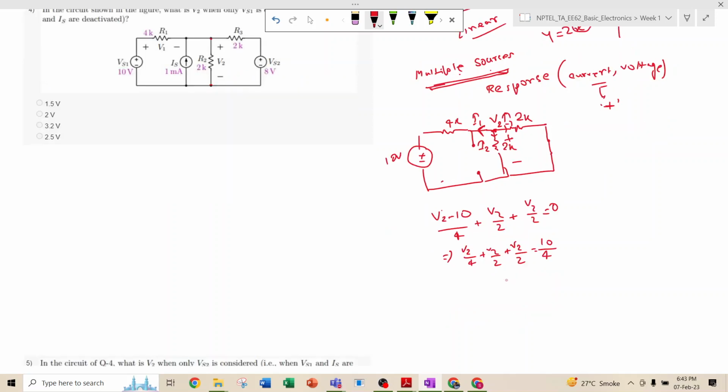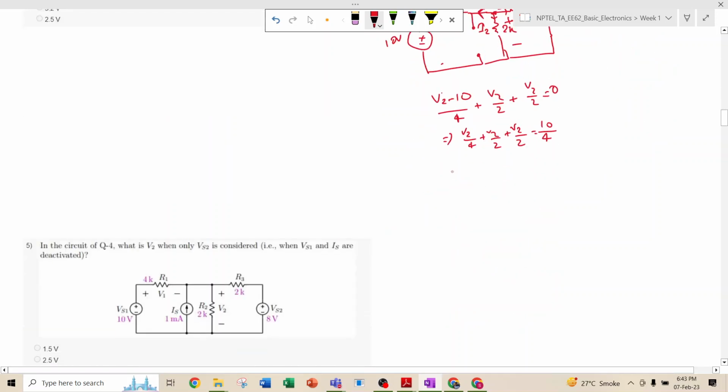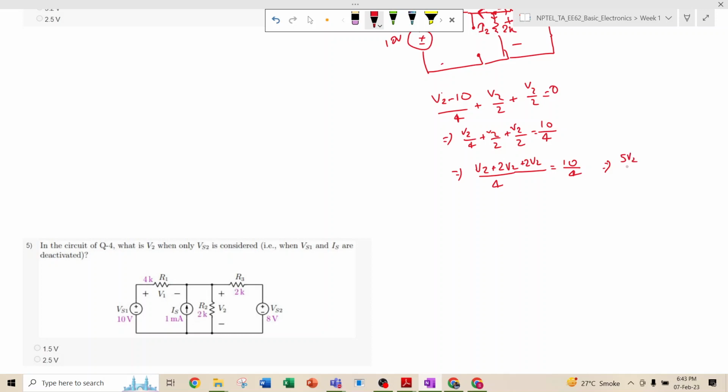I am keeping this on this side. So basically it is 4, it will be V2, 2V2, 2V2 is 10 divided by 4. So we can write this as 5V2 by 4 is equal to 10 by 4. So 4 cancels out, and 5 and 10 cancel out to 2. So V2 is nothing but 2 volt.